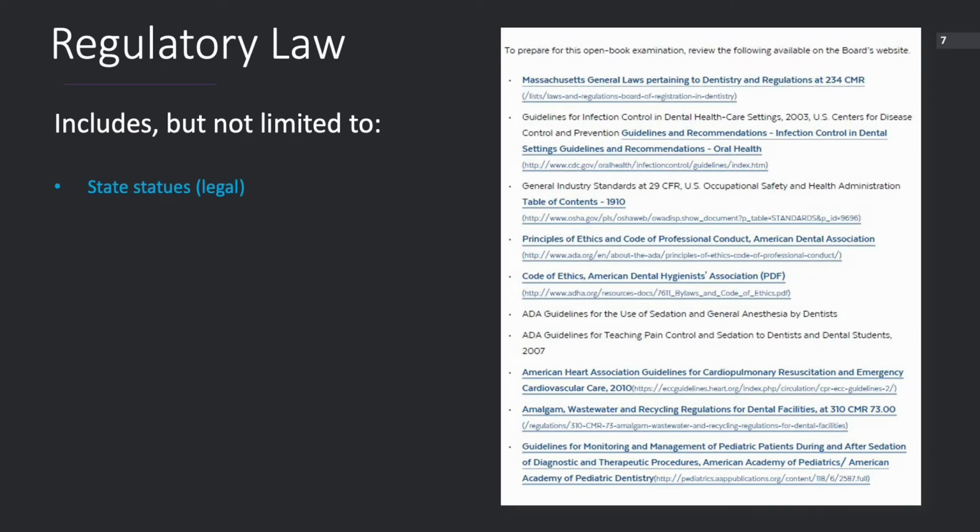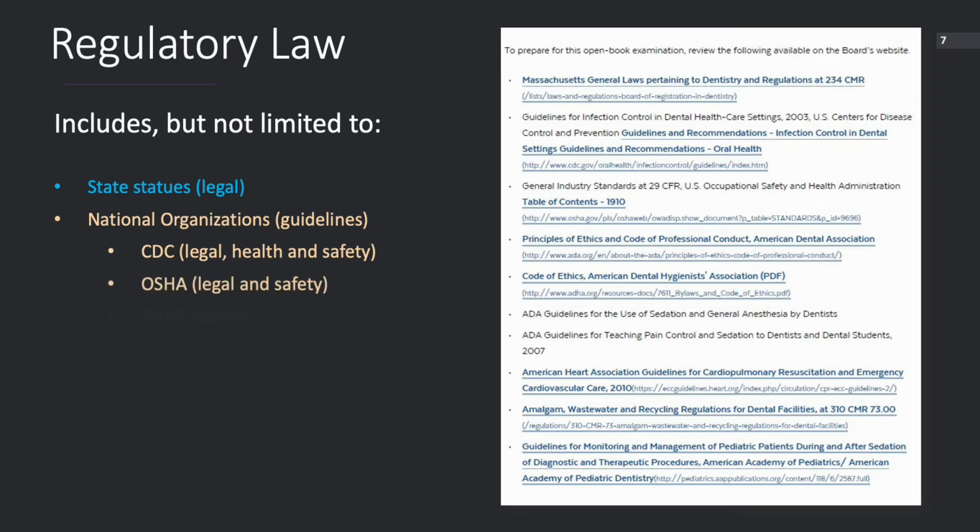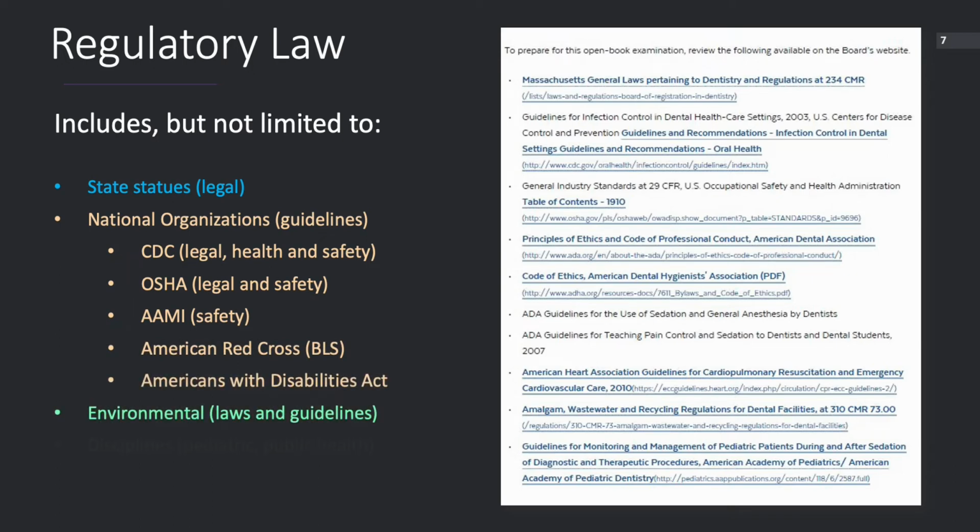Next is regulatory law. Now, regulatory law can be all over the place, really. What I've put here are a few examples. It says includes but not limited to. You have state statutes, and these are often things that you'll find in jurisprudence material, practice acts, and so forth for the state. You'll also have guidelines from national organizations. Now, they may not be absolute law, but guidelines are often very influential in dictating how things play out.